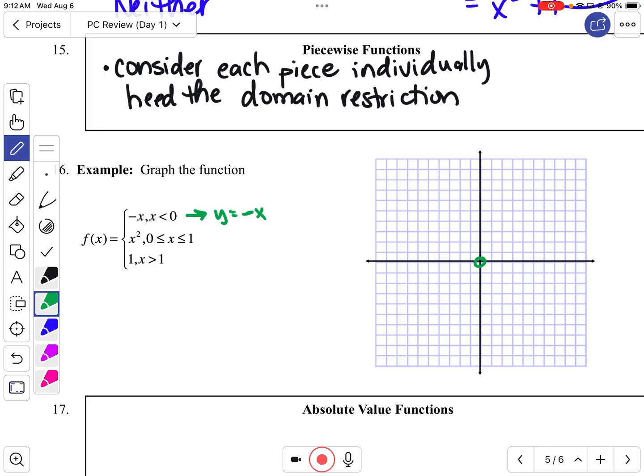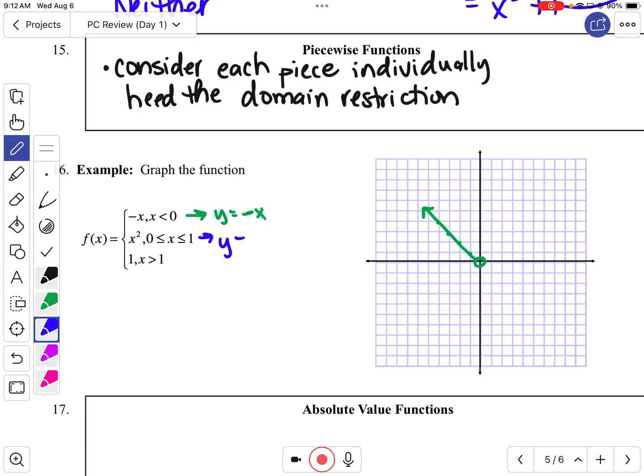And then we just want to do that line with negative slope to the left. So it has a slope of 1 over 1 to the left that's negative. And so I'm just going to sketch that piece in. Okay. All right, then we go to our second piece.